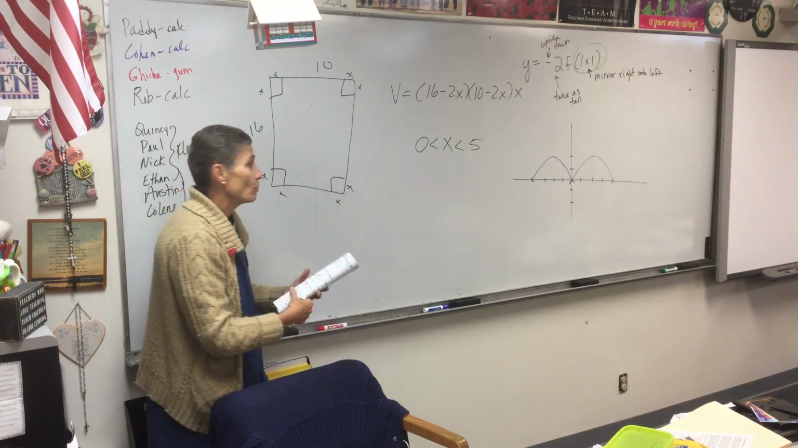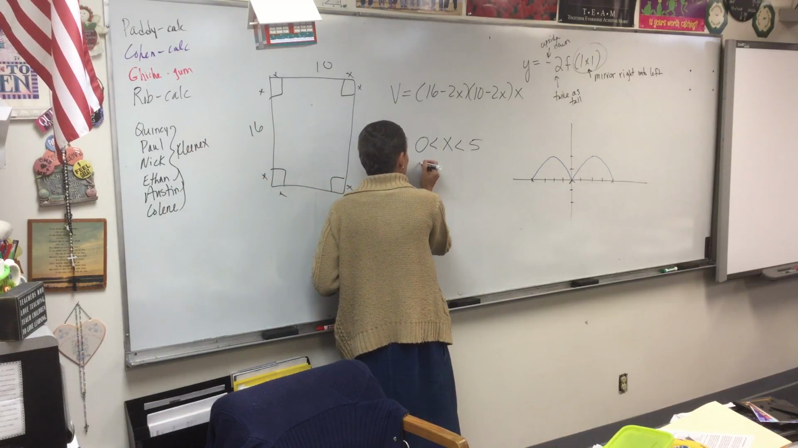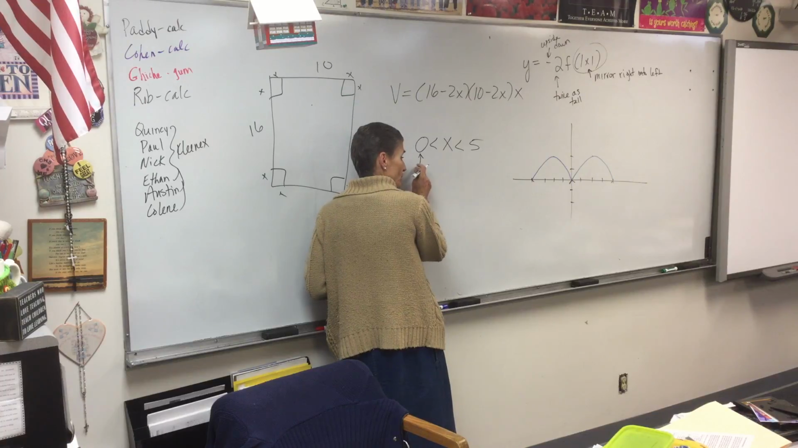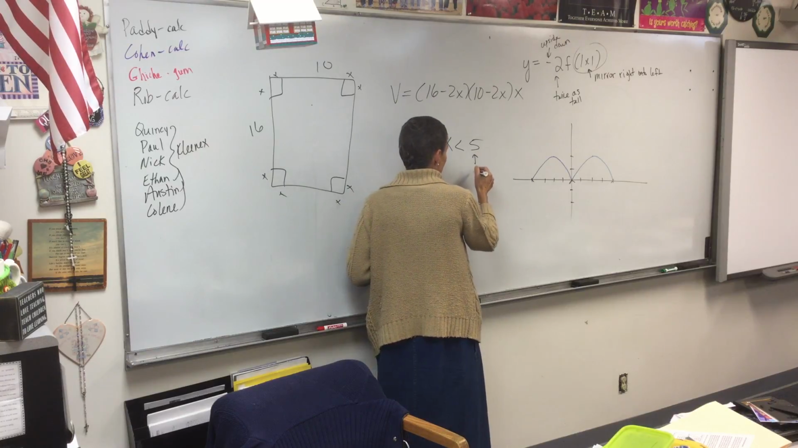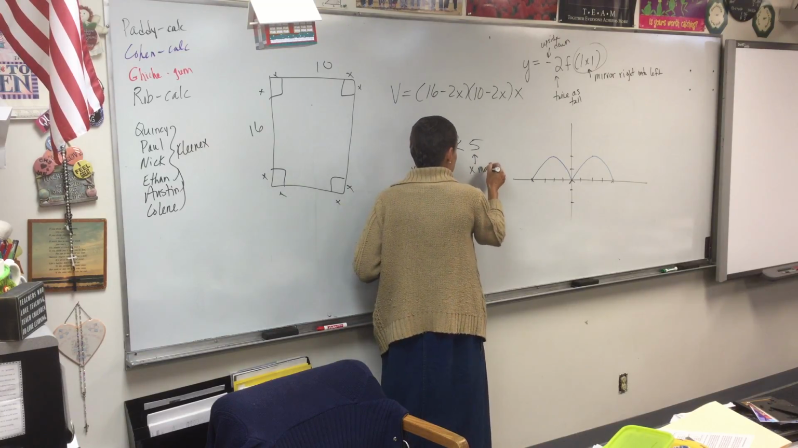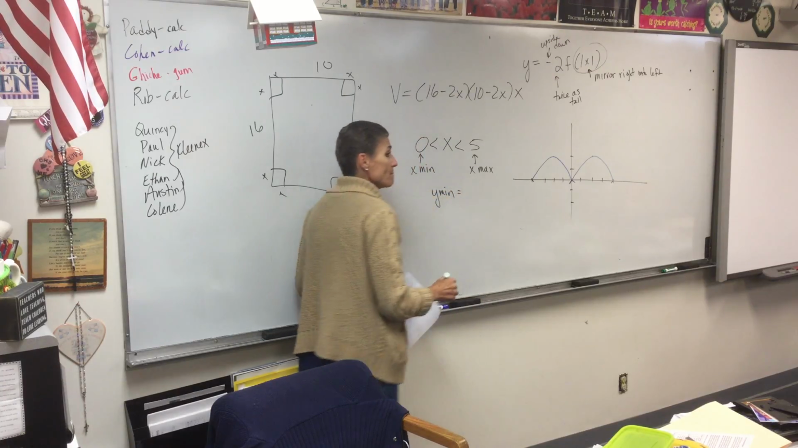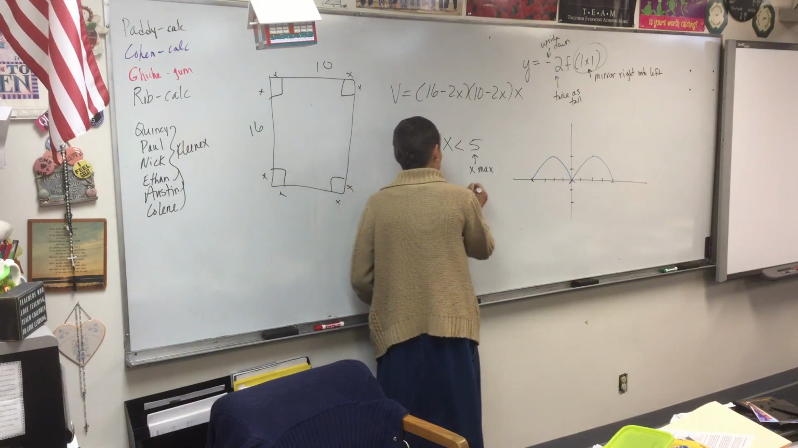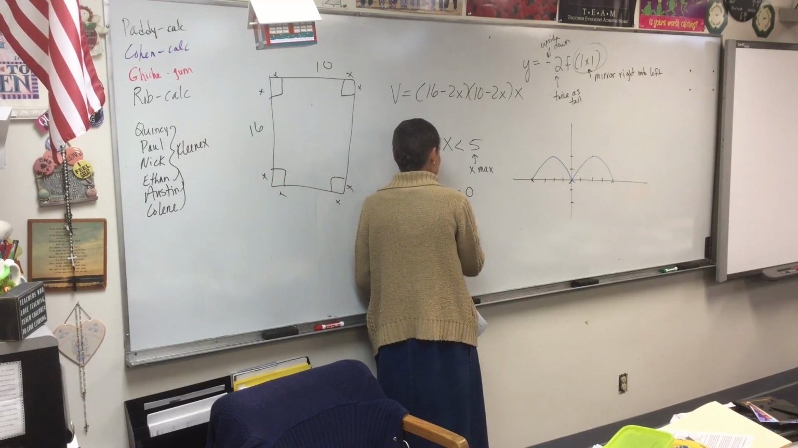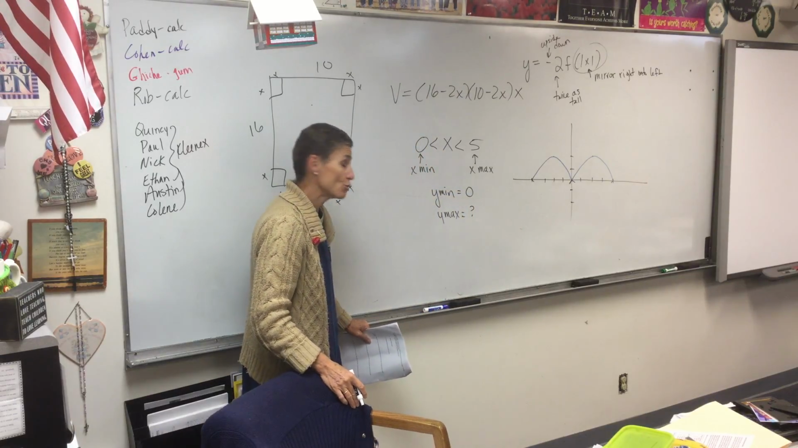Now, we type this in on our calculator, and when we set up our calculator, what's this number going to be? What are you going to put? Where are you going to put the 0? X min. Where are you going to put the 5? X max. Y min on these box problems, Y min is always 0. Y max is, we don't know, guess a number, like 100 or 200.